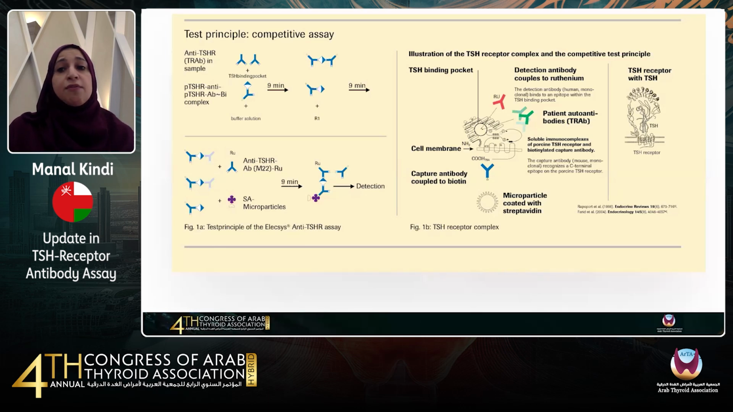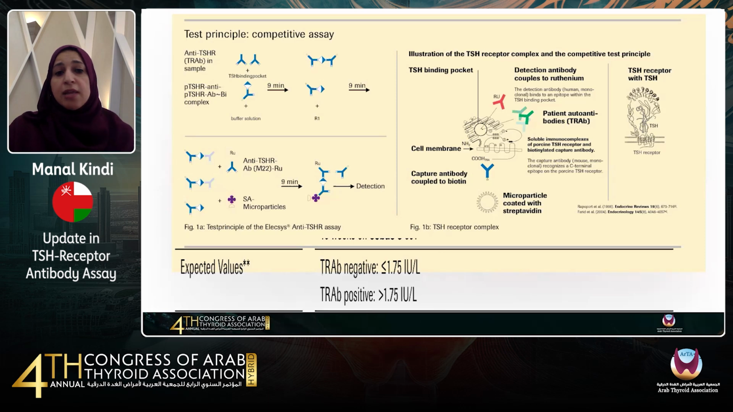The cutoff used is different from one lab to another, depending on the methodology used. The one that we use in our lab is negative if it is less than 1.75 international units per liter. TSH receptor antibodies will be identified as positive if the concentration is above 1.75 international units per liter.